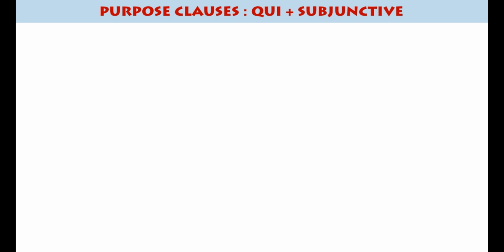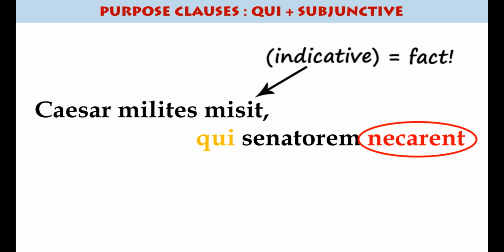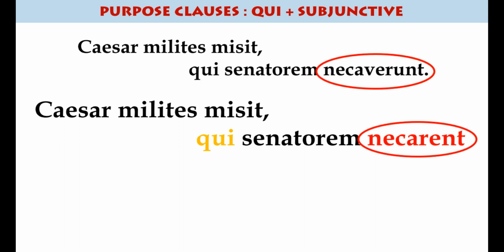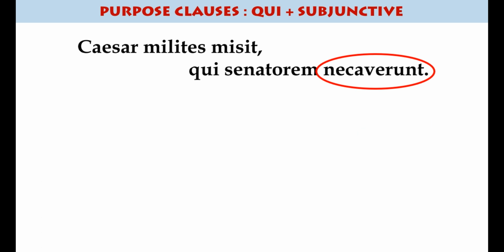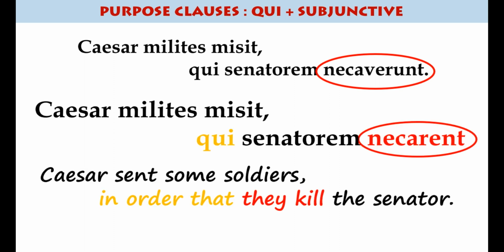But the second one has a slightly different form of killing, and actually that means in order for them to kill, but they haven't done it yet. We don't know if they've succeeded or if they went ahead with it, but Caesar sent them. That part is real, that is the fact. So that's in the indicative still. Misit is the indicative perfect tense of to send, mitto. But the second half of the sentence is in the subjunctive. To recognize the difference between these two verbs means that you'll recognize the difference between a sentence that says Caesar sent some soldiers who killed a senator, and Caesar sent the soldiers in order that they should kill the senator.